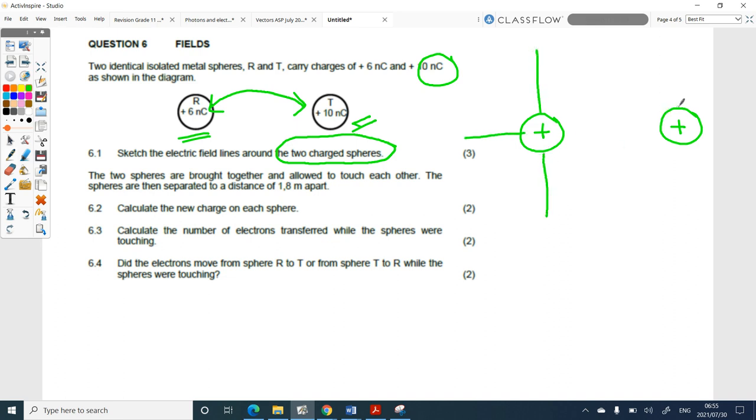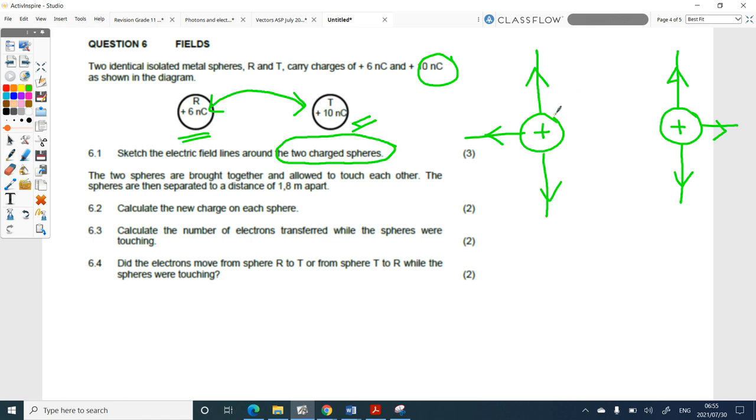So I always say do the sides first. Go 1, 2, 3, 1, 2, 3, and then you decide on the direction. So if it's a positive charge, electric field is always away from a positive towards a negative. It's the other way around as what electrons do. So you're always going to draw your arrows away from the positive. So there you'd already get some marks.